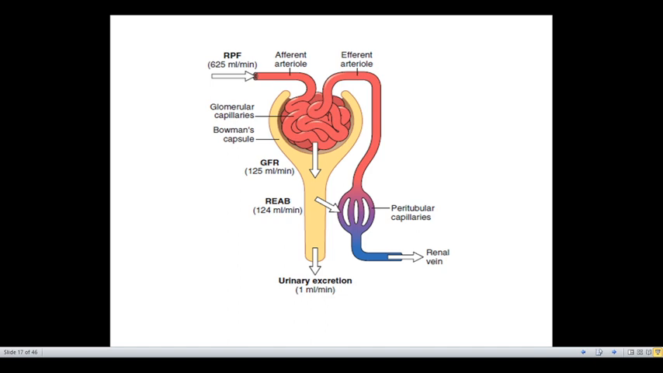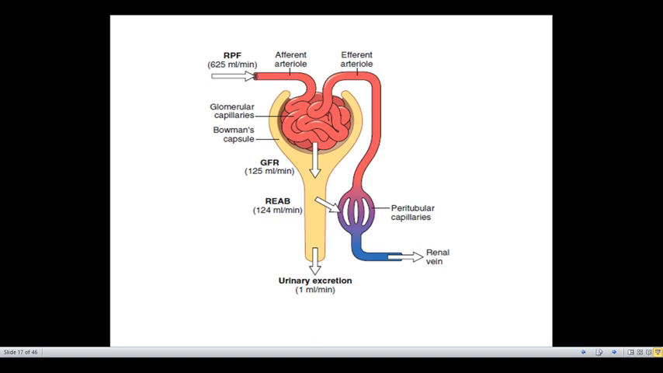The figure shows the average values for renal plasma flow, that is equal to 625 milliliters per minute, glomerular filtration rate equal to 125 milliliters per minute, tubular reabsorption equal to 124 milliliters per minute, and urinary excretion equal to 1 milliliter per minute.